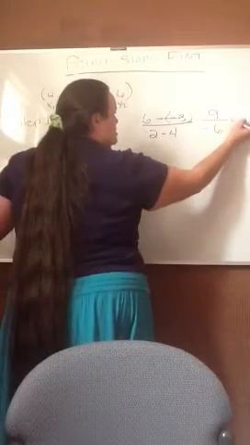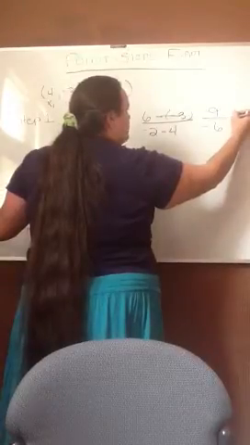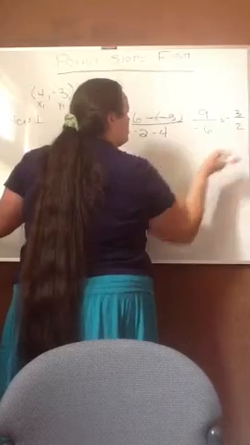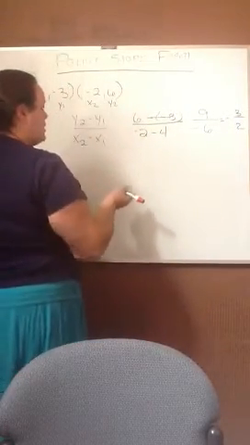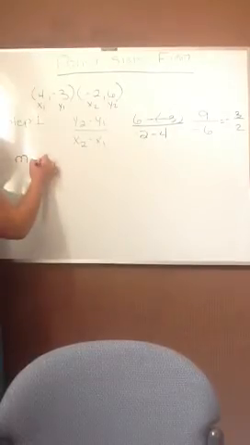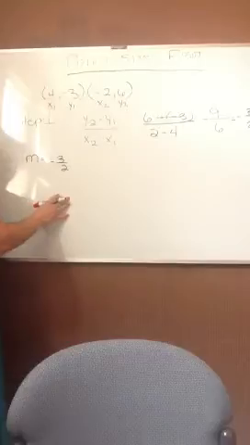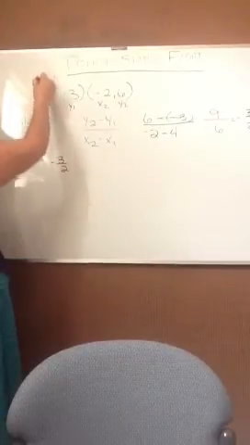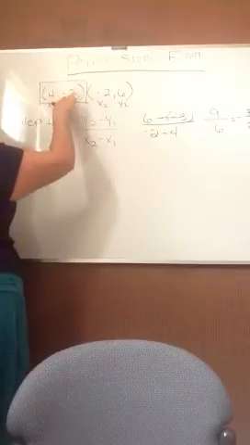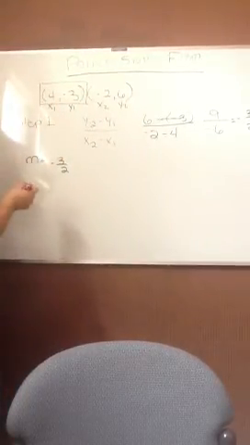I can reduce by a value of 3, which gives me -3 over 2. And that's my slope. So m equals -3 over 2. Now, choosing my first point, I can use my point and my slope to form the equation of a line.